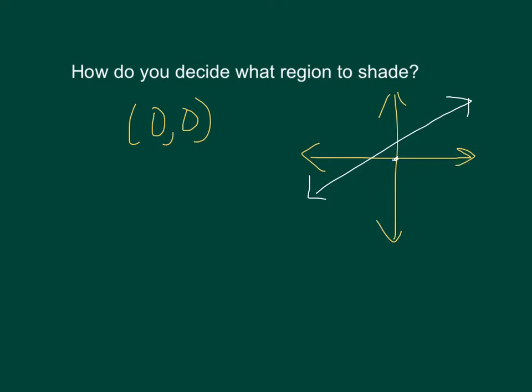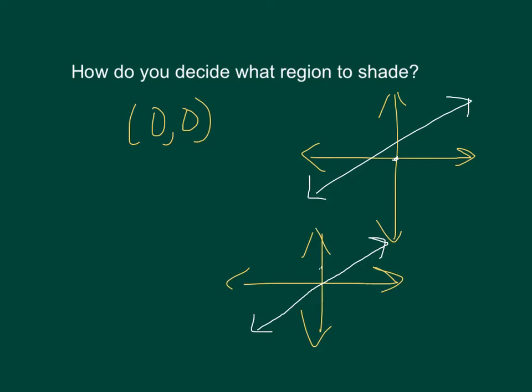The exception is if we have a line that goes through 0, 0. This is a solid line, so 0, 0 is going to come out as a true statement. But which side do you shade if the line is going through it? In this case, you would pick any point you want that would not be on the line. I would pick something like 0, 1, something that would be up here.